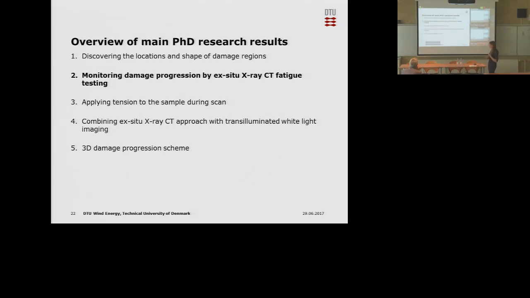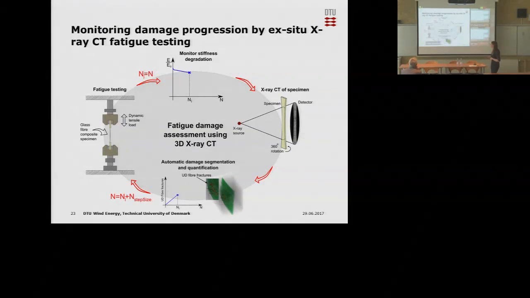Now for actually monitoring the damage progression by this ex situ technique. This shows the overall idea behind this experimental approach. Fatigue tests were carried out in a regular fatigue testing machine, so outside the scanner, not inside. At some point the test was interrupted and stopped. The stiffness degradation was measured during the test. Then the specimen was taken out and put into the X-ray CT scanner, and a damaged region was scanned.